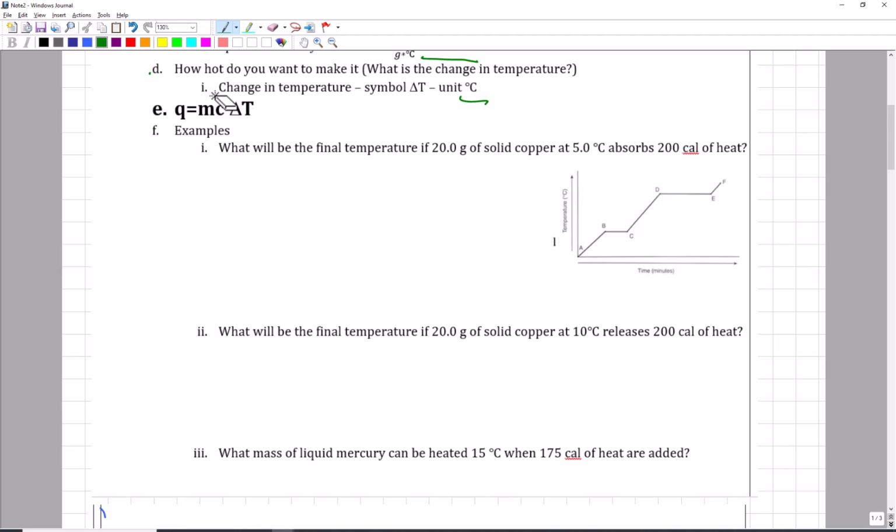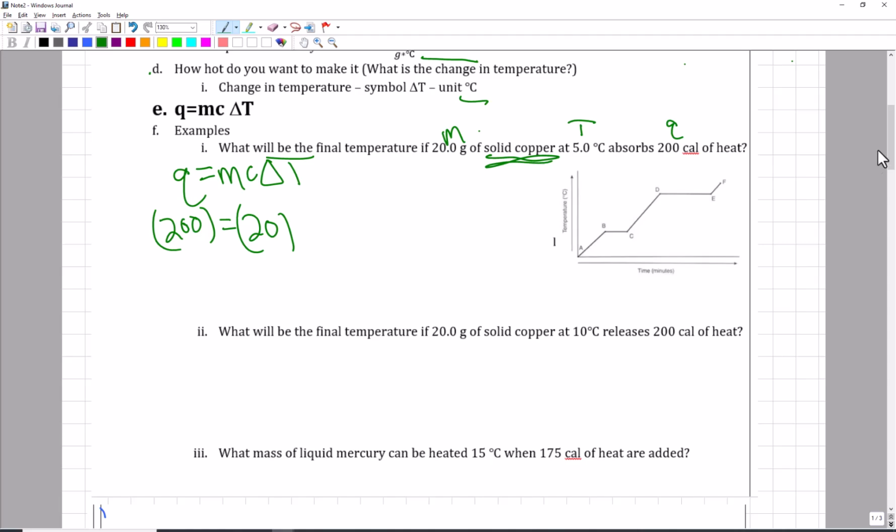What is the final temperature if 20 grams of solid copper at 5 degrees Celsius absorbs 200 calories of heat? I've got solid copper, so Q, equation, substitute, solve. Q equals mc delta T, because I'm only staying in the land of solid copper. 20 grams is mass, 5 degrees Celsius is temperature but not delta T. Calories is heat, so my Q is going to be 200. The mass is going to be 20.